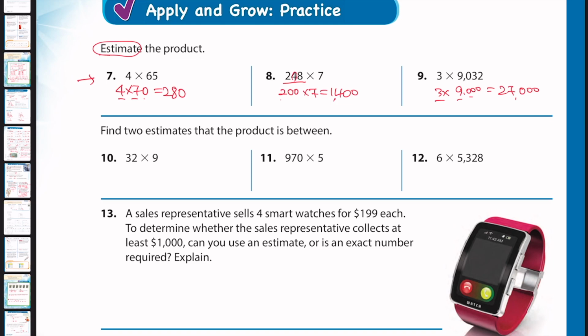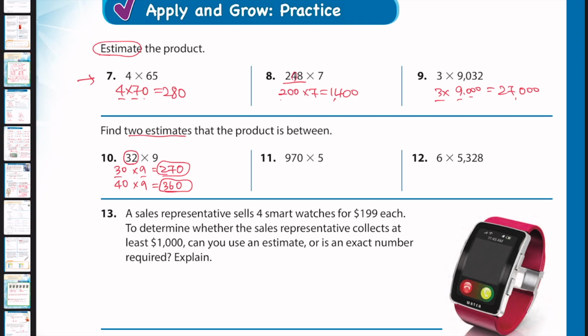Number 10 through 12, we need to find two estimates that the product is between. So let's find out. This is going to be between 30 and 40, right? Times 9. So the product will be between these two products. Let's find out. What is 9 times 3? Yes, 27. And then add 0 at the end. What about 9 times 4? 36. And add 1 zero at the end.